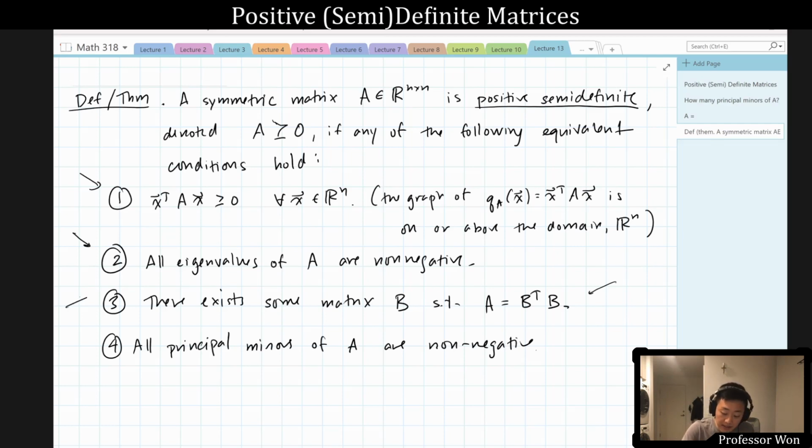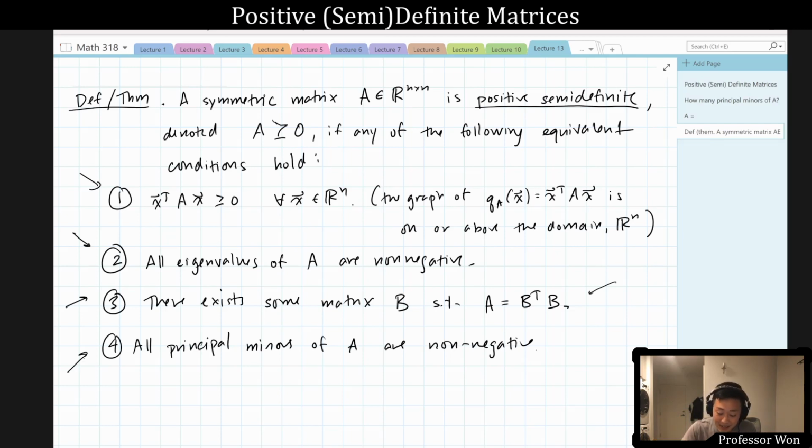Okay, 3, it seems like this would be impossible to check. Again, we'll see why it's true, which will tell us how to build a matrix B. But if I gave you a matrix A and I said, can you write this as B transpose B? I don't think you would be able to do it right now. But this is actually a checkable condition. For a 3x3 matrix, you'd have to check 7 determinants. You'd have to check 2 to the n minus 1 determinants. But determinants you can do, right?